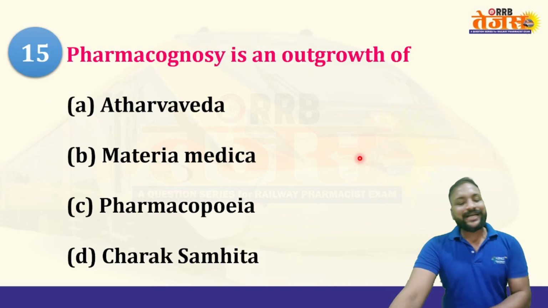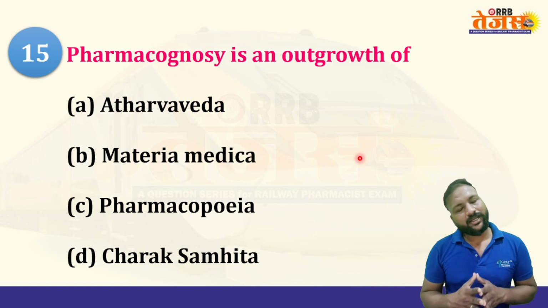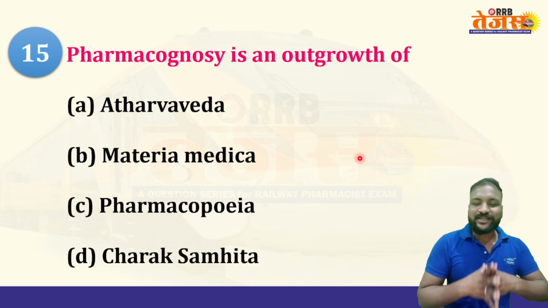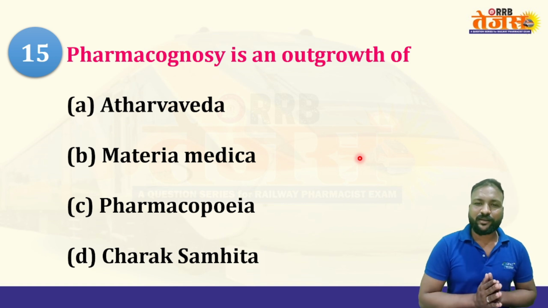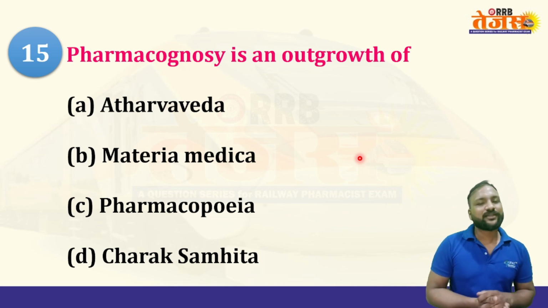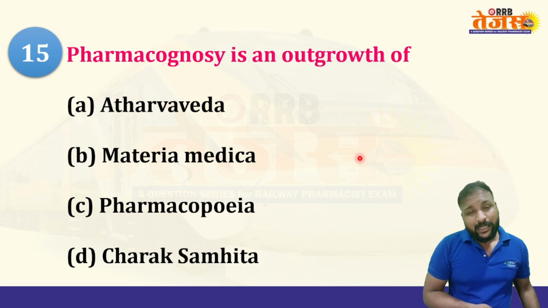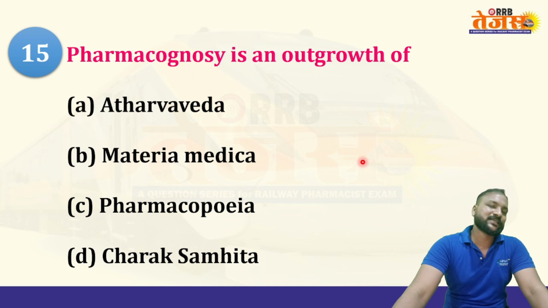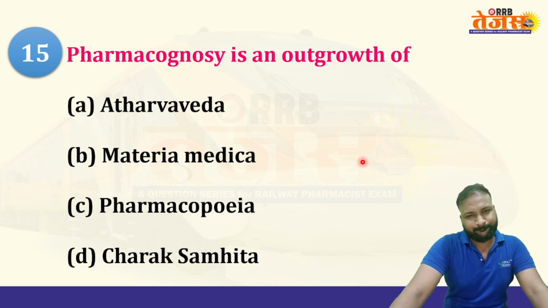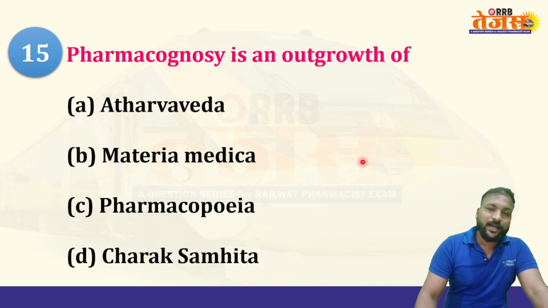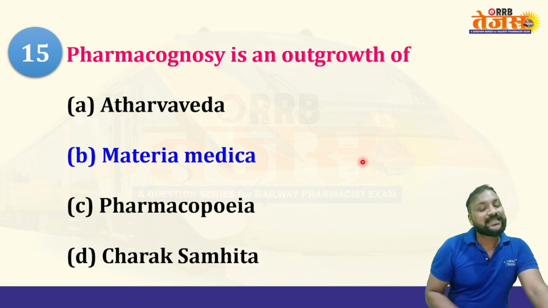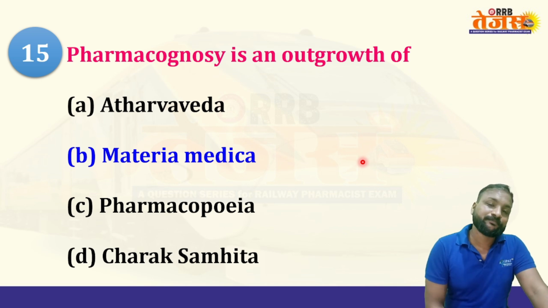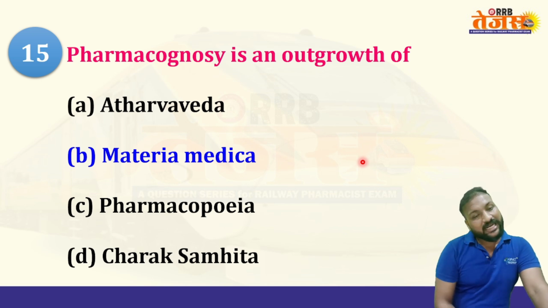Next question, the 15th question in this series: pharmacognosy is an outgrowth of, where it evolved. Option A, Atharva Veda; option B, Materia Medica; option C, Pharmacopoeia; and option D, Charaka Samhita. What will be the right answer here? Option B is the right answer, Materia Medica.